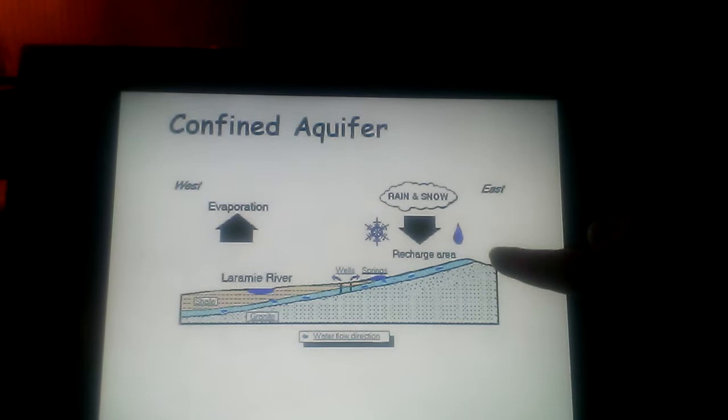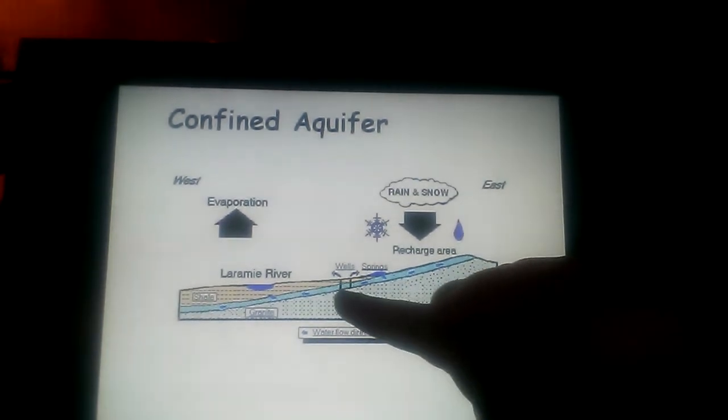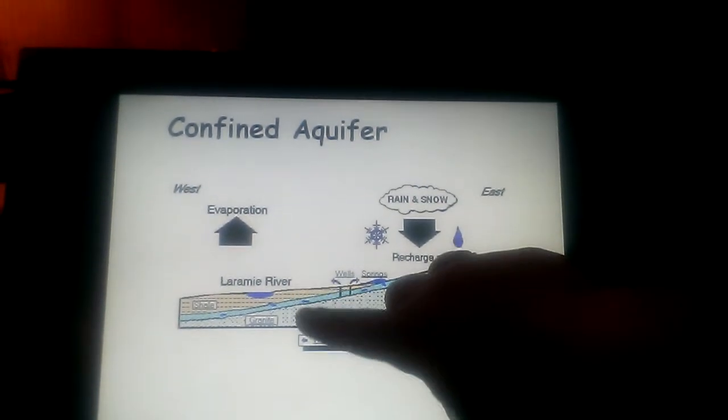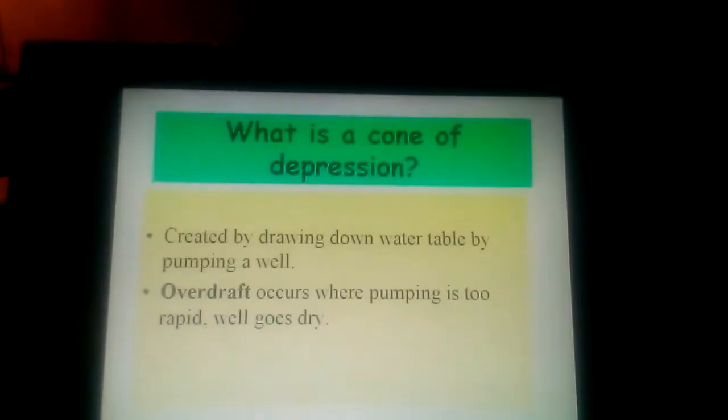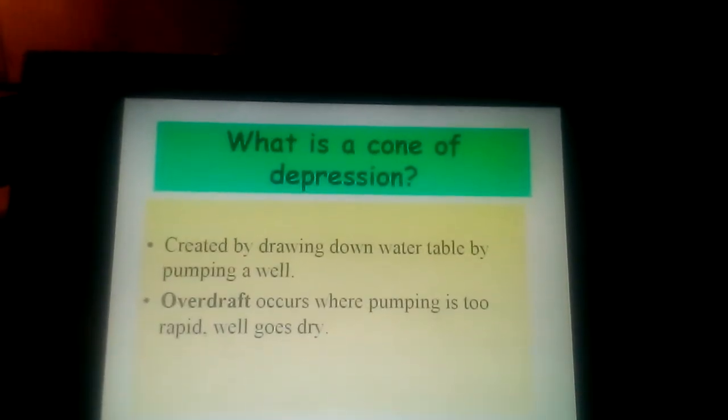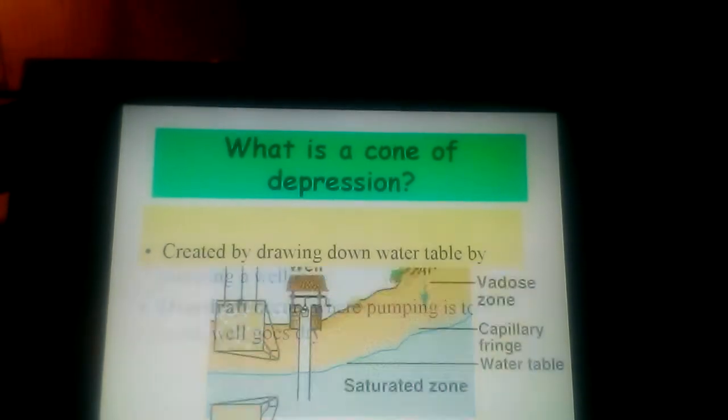The top of the mountain here is the recharge area. The water flows in between two rocks, so it's under pressure. You drill in, the water would squirt out. Now, the cone of depression is going to actually occur as you suck the water out.